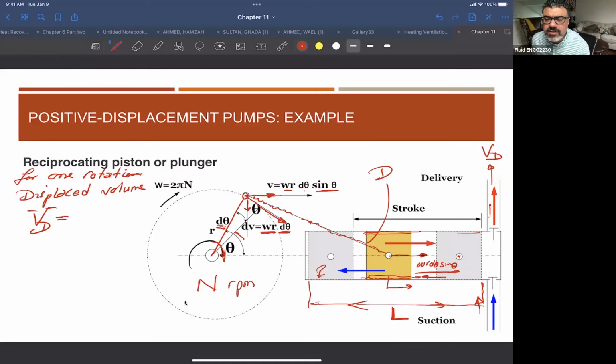So we're assuming that over time the velocity is almost the same, right? If you consider this kind of steady state motion, the displaced volume is pi over 4 d squared, this is the area of the piston, times the stroke, right? So this is the stroke, and this is the piston.